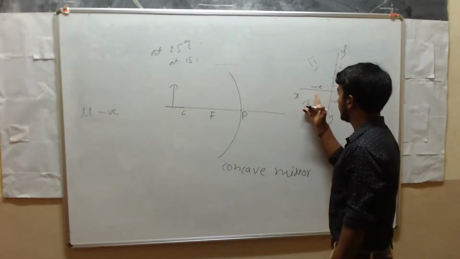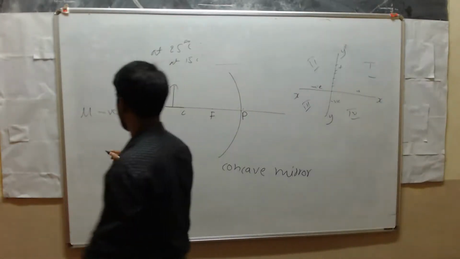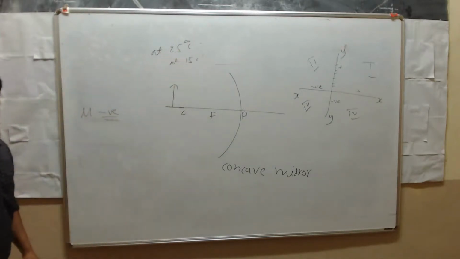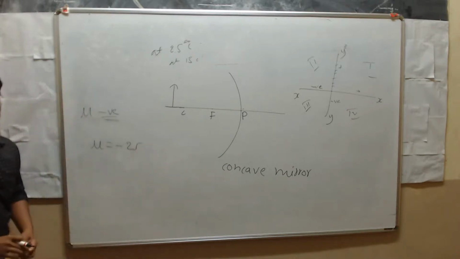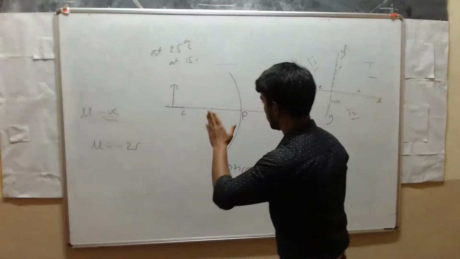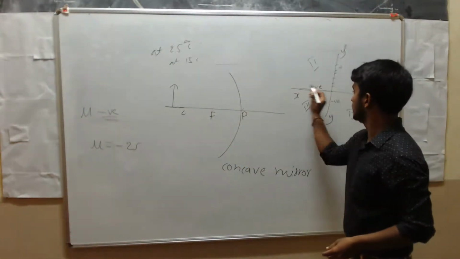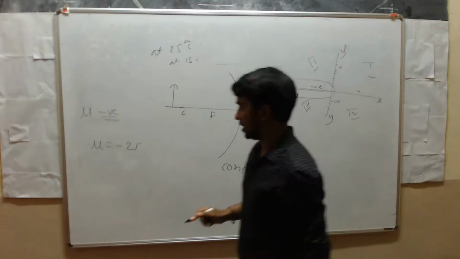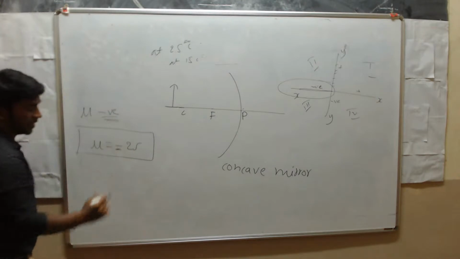Okay, negative axis. While writing object distance, you should always write negative values. Suppose the object is placed at 25 centimeter. At that time, you should write u is equal to minus 25. Why? Because the object is always placed on the left side of the mirror. Left side of the mirror means the axis which is minus. So that's why while writing object distance, we should always write the u value in negative.